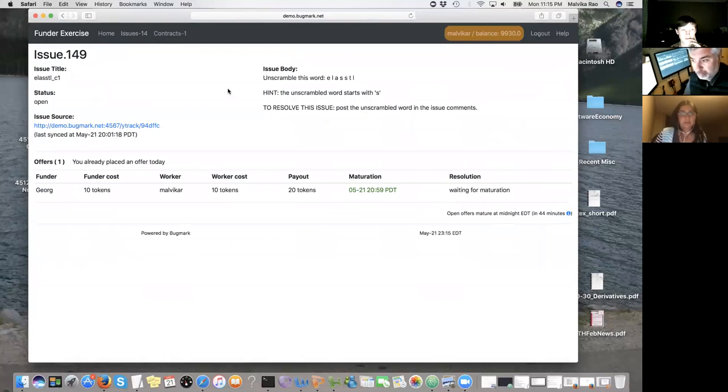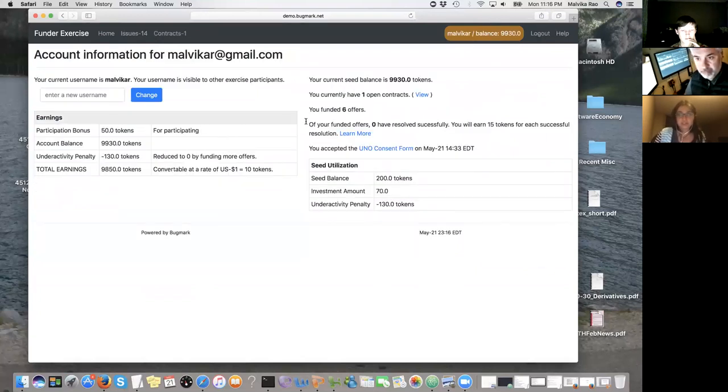And now we are waiting for me to work before the maturation date. We'll go to the account information page. And there's something to note here. Now with this new funder exercise, we have more information being displayed. So this page shows my username, allows me to change my username if I want, as before.